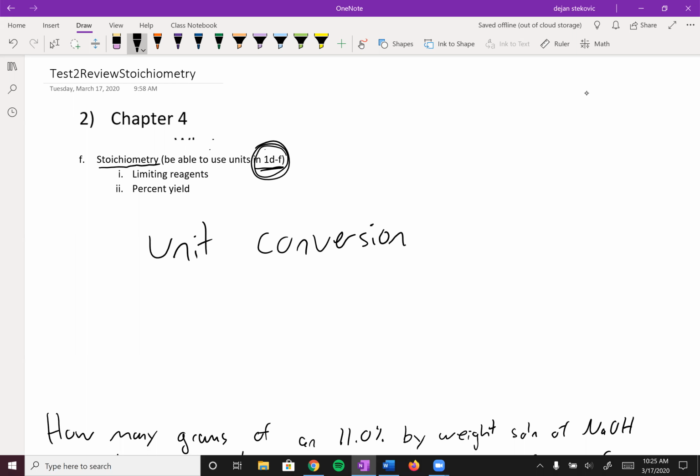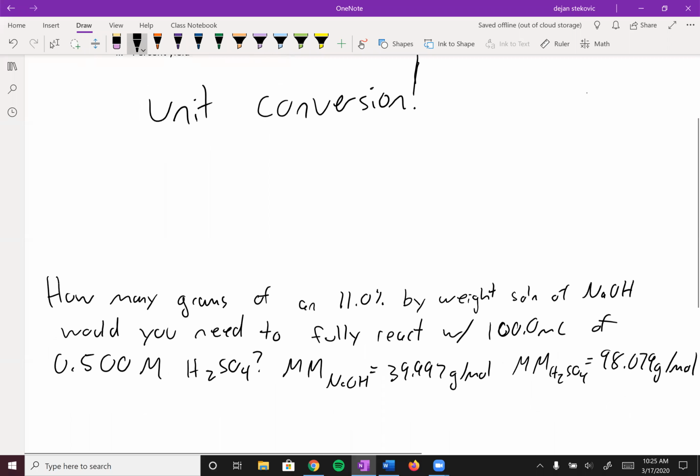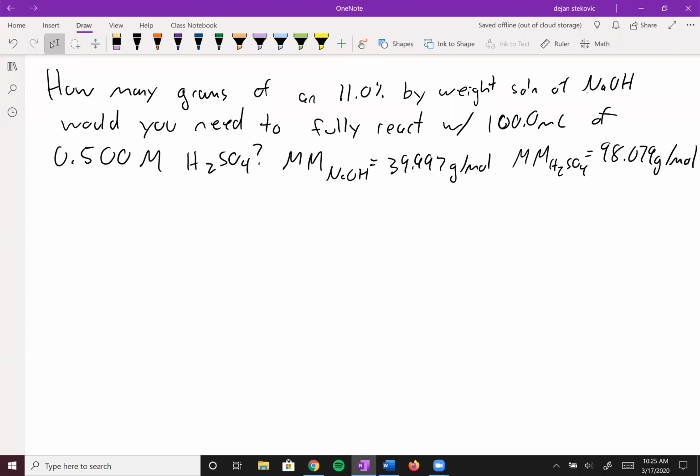Unit conversion, unit conversion, unit conversion. In order to pass this class, you really have to be able to convert units. So let's take a look at this question. It's quite a difficult question and uses a lot of different conversion units, so let's figure it out.